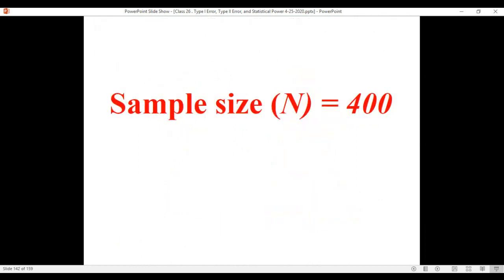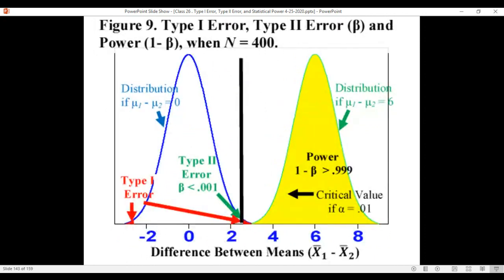And now I'll show you what happens when we increase the sample size to 400. Now remember, the difference between the population means is still 6. Here, the red region you can see representing alpha stays the same. It's still very small. The probability of type 1 error is still 0.01, but the green region has shrunk so much that it's practically invisible.